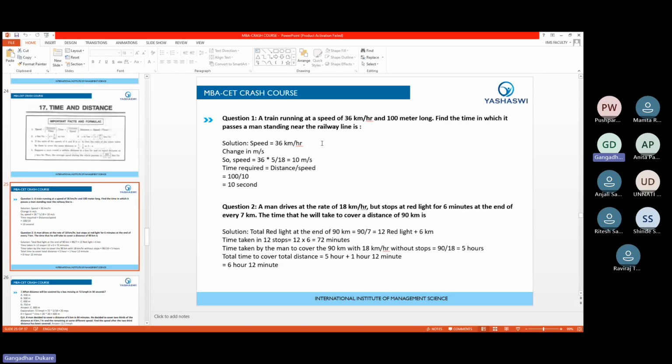Find the time in which it passes a man standing near the railway line. We have to calculate the time. So speed equals what? Distance upon time. Here we need to calculate the time, so time equals distance upon speed.